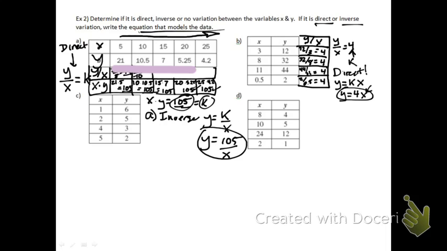And if you take a look, that does make sense. Look at these x values. 3 times 4 is 12. 8 times 4 is 32. 11 times 4 is 44. And 4 times a half is 2.